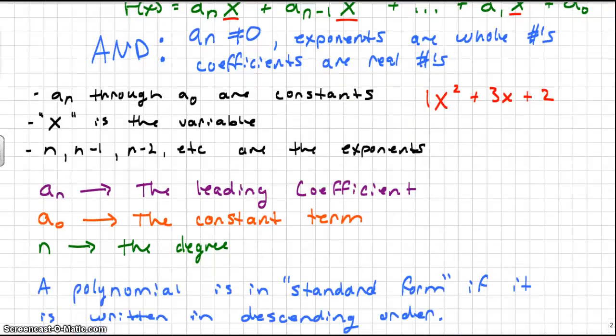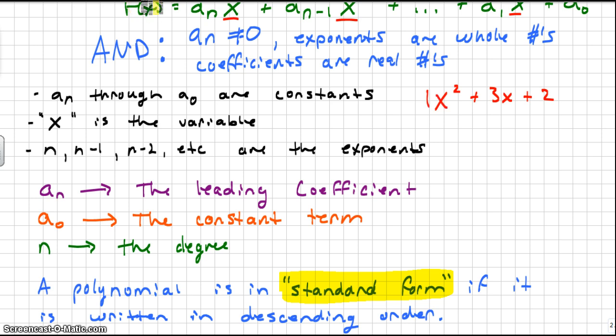Okay, and then lastly, we're going to talk about standard form. What does it mean to be in standard form? Well, if a polynomial function is in standard form, that means that it's written in descending order. And you're used to seeing things in descending form, like this quadratic up here, if you look.